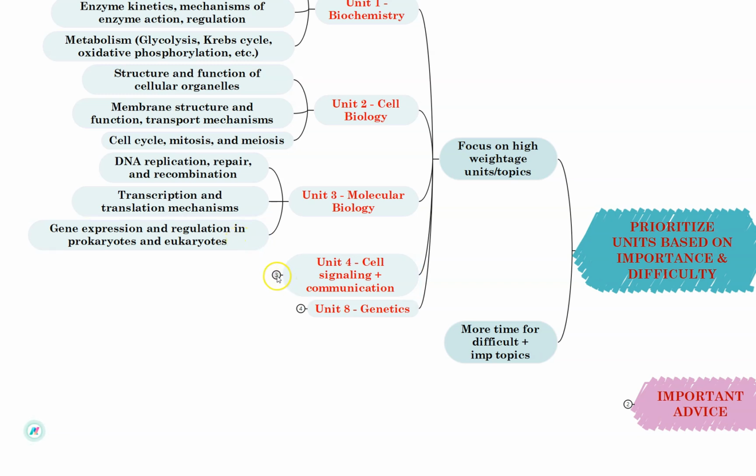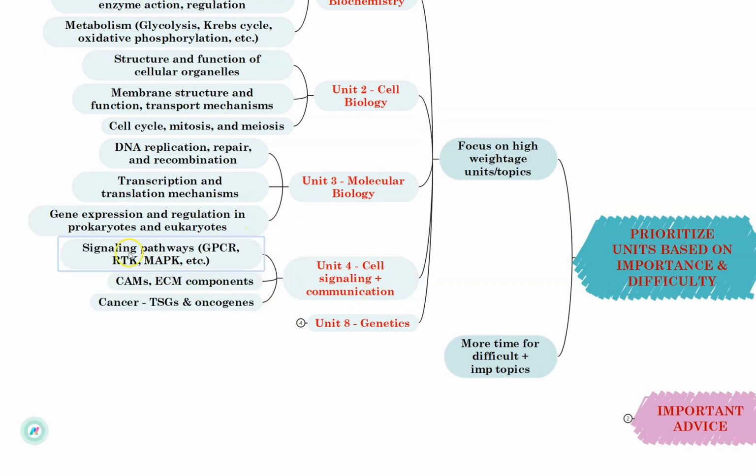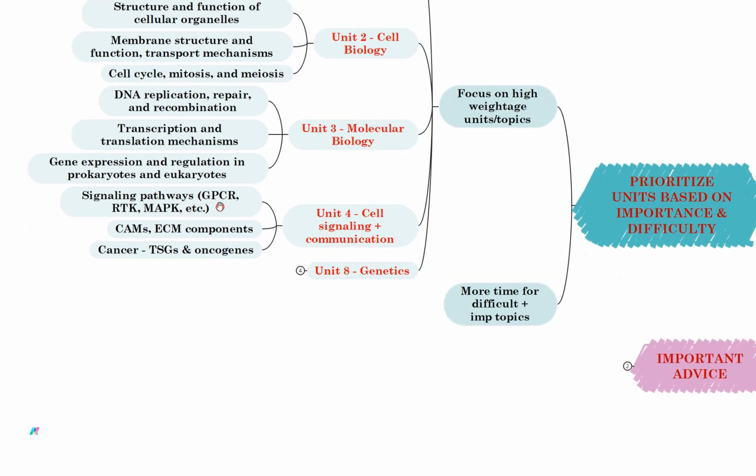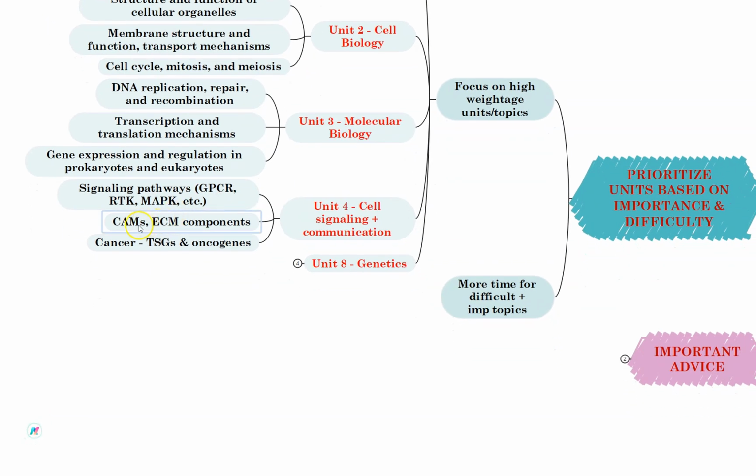From unit 4, cell signaling and communication, all the signaling pathways, including GPCR, receptor tyrosine kinase and MAP kinase, the signaling molecules, the receptors, the second messengers corresponding to the receptors, everything should be clear. CAM, cell adhesion molecules, extracellular matrix components, their structure and their function, what specific properties, all this, and cancer, the tumor suppressor genes and oncogenes.